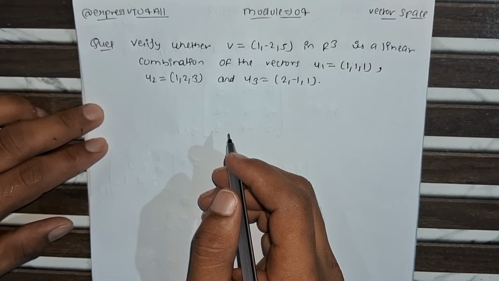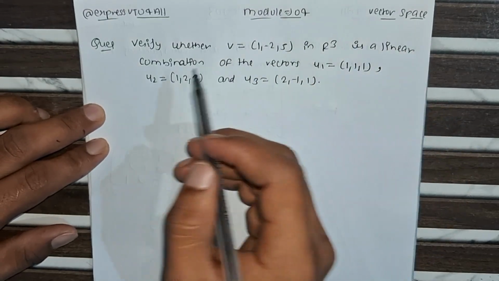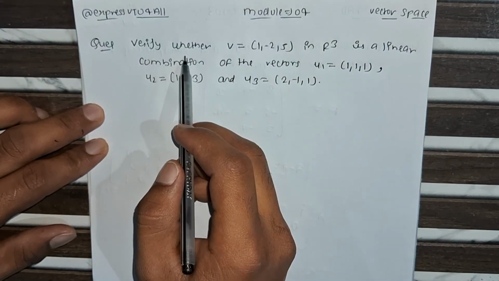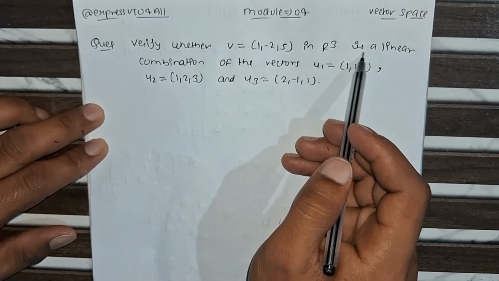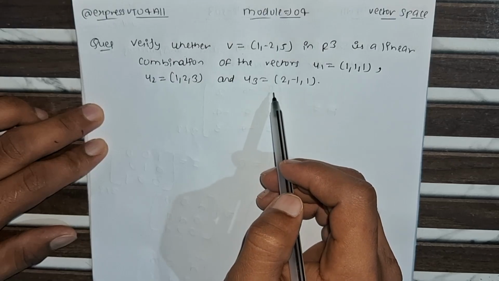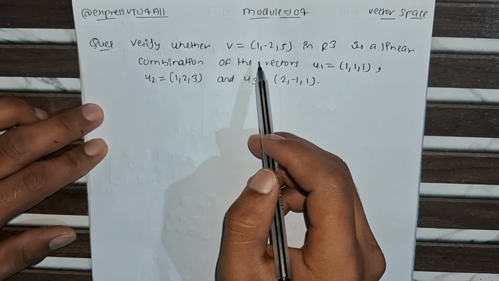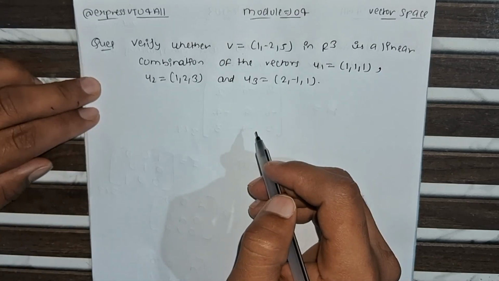In this video, we are going to solve a very important problem from Module 4 Vector Space. The question is: verify whether v equals (1, -2, 5) in R^3 is a linear combination of the vectors. These are the three vectors given here, and we have to find whether the given vector is a linear combination of these three vectors or not. So let's solve this step by step.